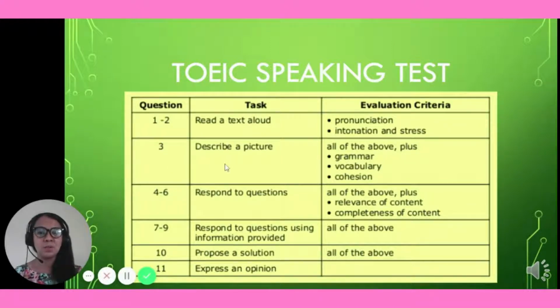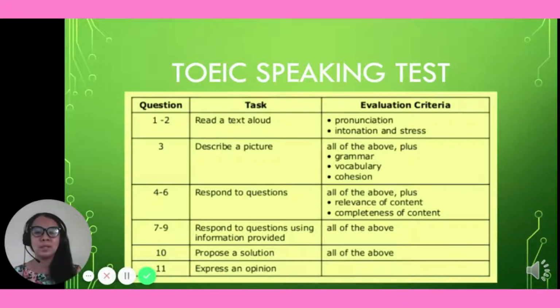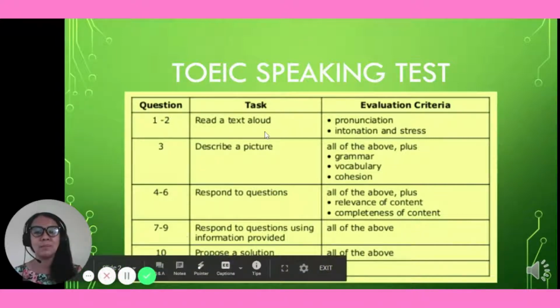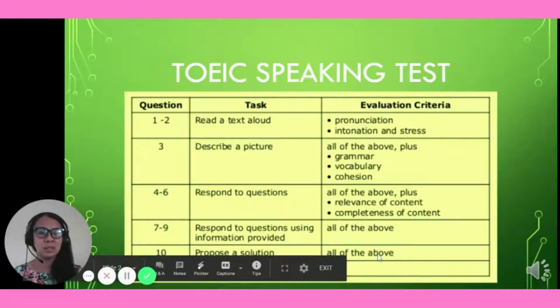Question 3, you're supposed to describe the picture. For questions 4 to 6, you have to respond to questions. For questions 7 to 9, you're going to respond to questions using information provided. For question 10, you're going to pose a suggestion. And for question 11, you're going to express your opinion. In each of the questions, you are given the evaluation criteria that you can find on this site.